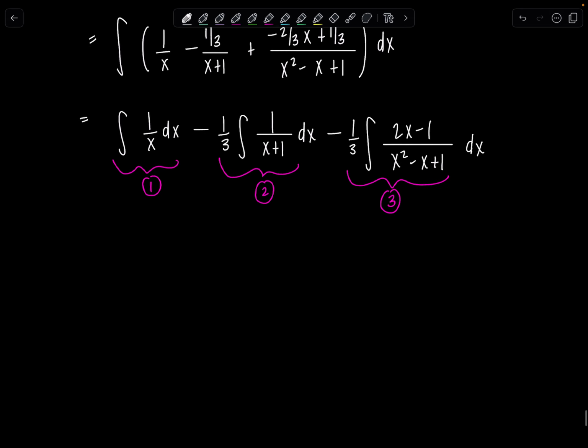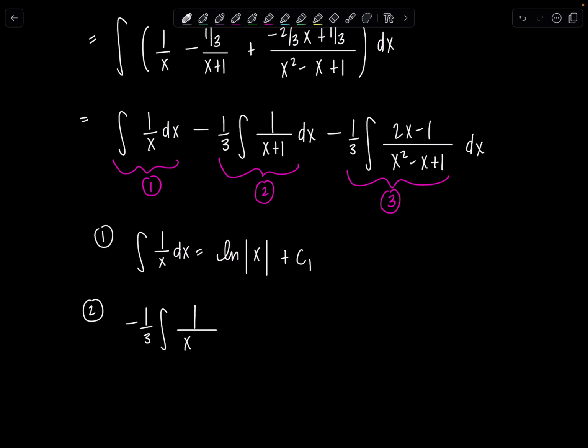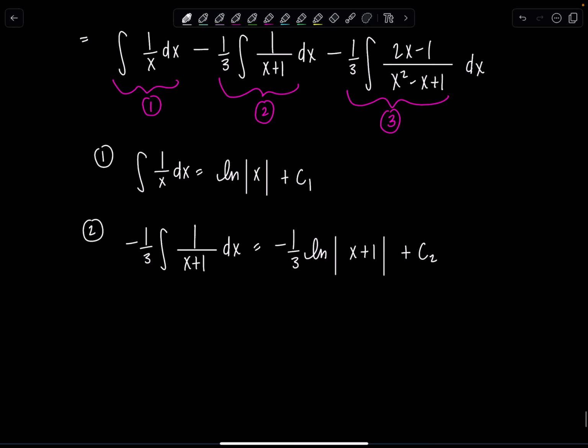So integral number 1, 1 over x dx, that's ln absolute value of x, plus, I'm going to say c1. I want to save plus c for the grand finale. Integral number 2, I'm going to keep the minus and everything with it just so we don't forget when we put it all together. I think it's less thinking. So just keep that negative 1/3 ln absolute value x plus 1, and then we're going to call this plus c2.